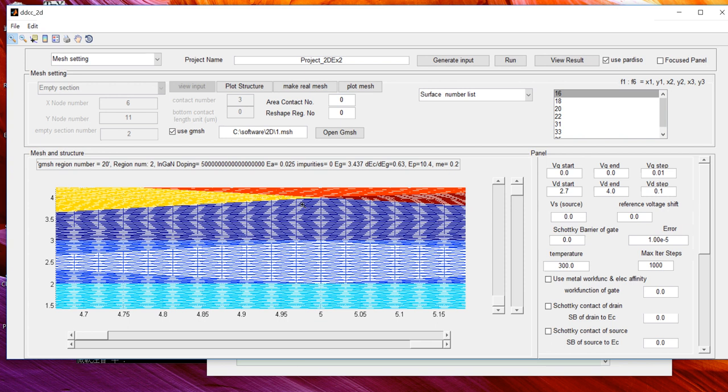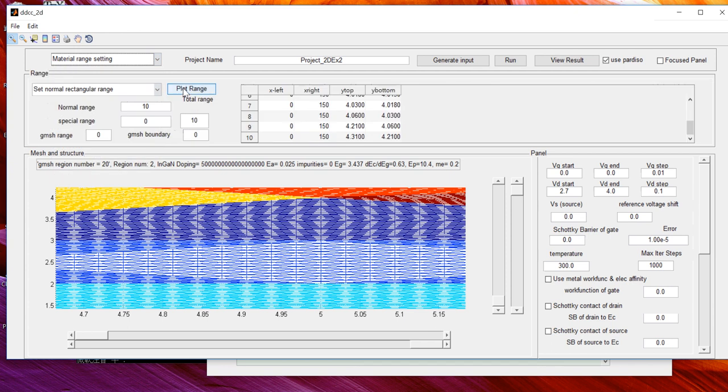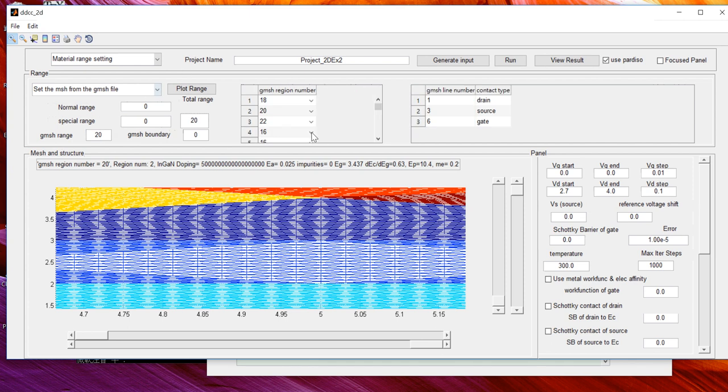So you can use Gmesh, and if you use Gmesh, then for the material range here you need to use the Gmesh range. So we need to change this 0 and the Gmesh range, like 20. I don't know how many ranges. So you ask what the 20 region, the volume number, is equivalent to.